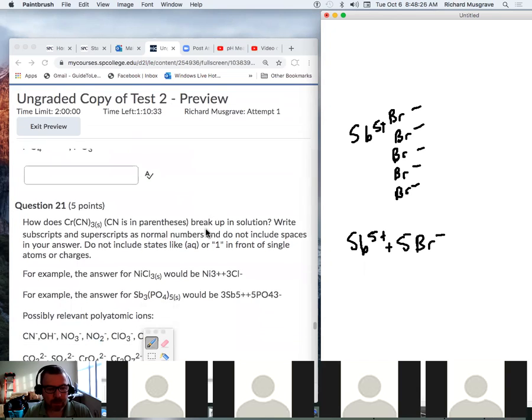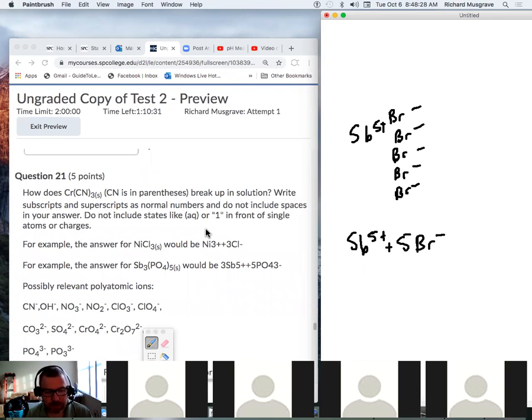Okay, 21 is a good example as well, Cr(CN)3. And I do give you the charges on polyatomic ions, and you can see that CN has a negative one charge, which makes Cr3+. So the answer would be Cr3+ plus 3 CN-.